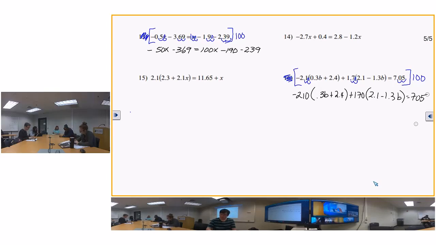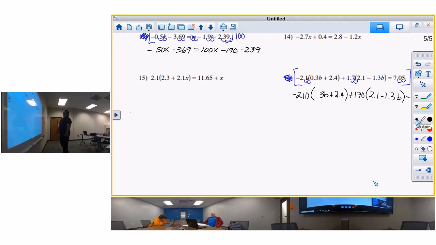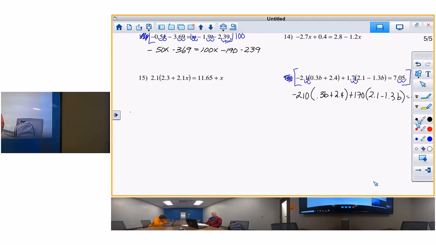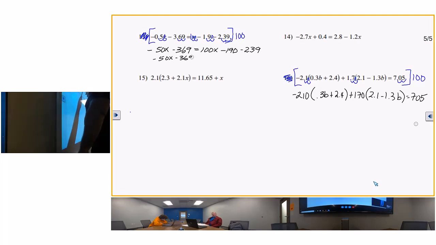All right. So, y'all haven't said anything, so I guess I've done it correctly. I need to combine some like terms on the first one because that 190 minus 239, so negative 50x minus 369 is equal to 100x minus 429. Somebody check me.